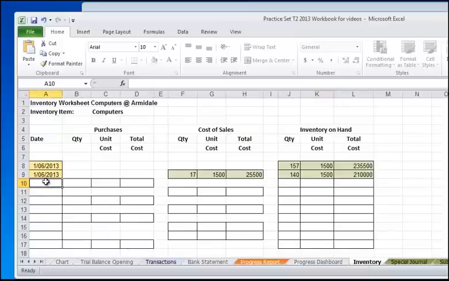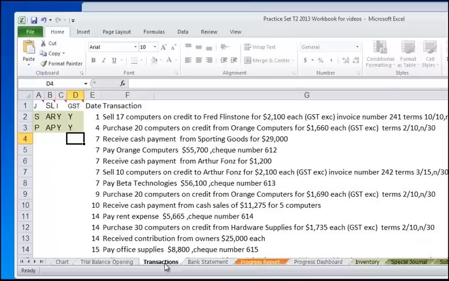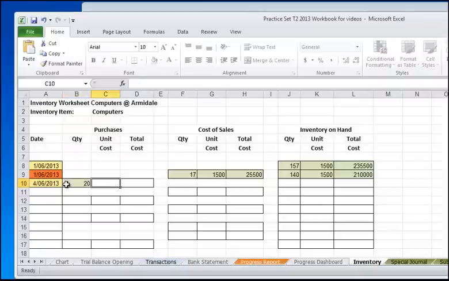So the 4th. My num lock is not working, so I'll go 04, another keyboard, 06 2013. Quantity, how many did we purchase? We purchased 20 computers for 1660 each. 20 computers, 1660. What's the total cost we paid for those? And remember, this is the pre-GST cost, 33,200.